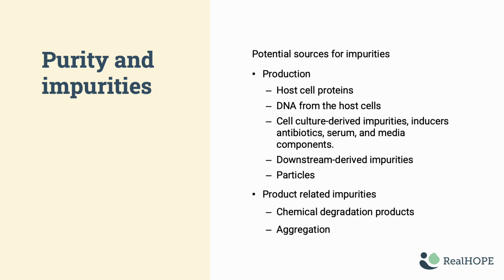Product-related impurities may result from the aging of the product and include chemical and physical degradation products. Impurities from chemical degradation can be detected and characterized by chromatography, such as HPLC-MS, or other relevant analytical methods. Aggregates and unwanted oligomers of the active substance can be analyzed using methods such as electrophoresis, size exclusion chromatography, and field flow fractionation.